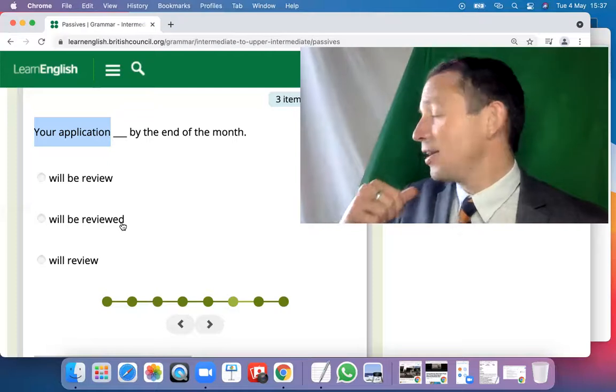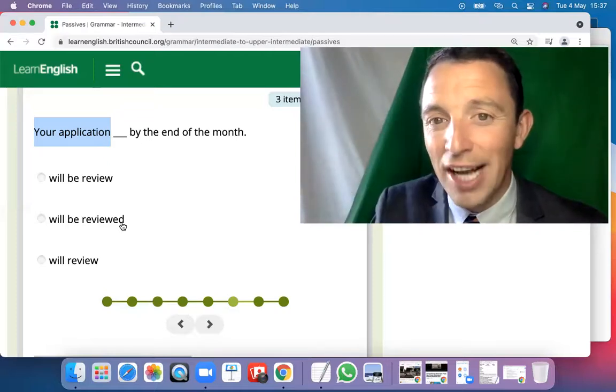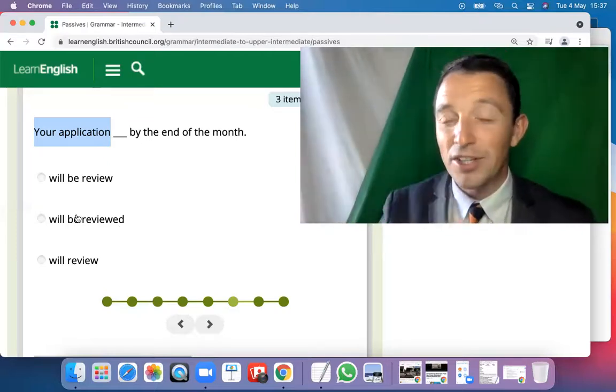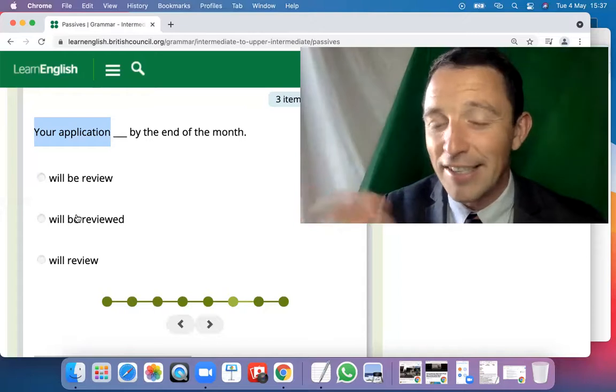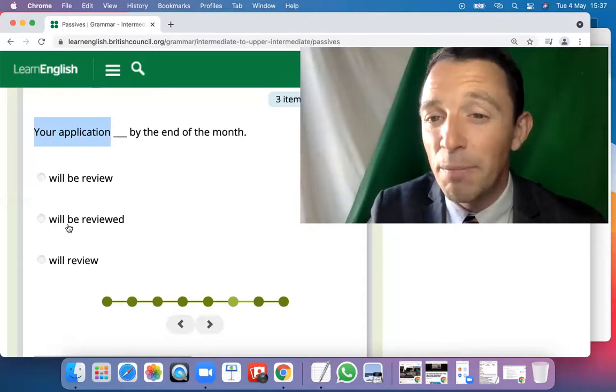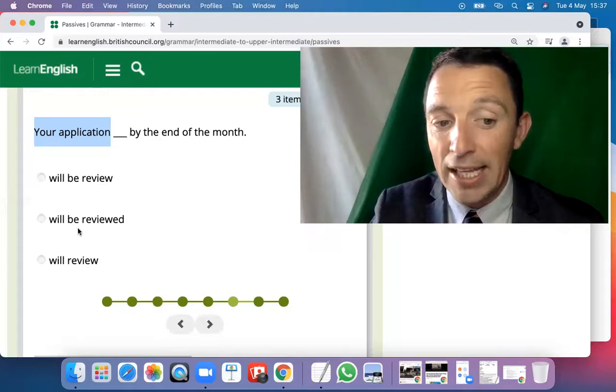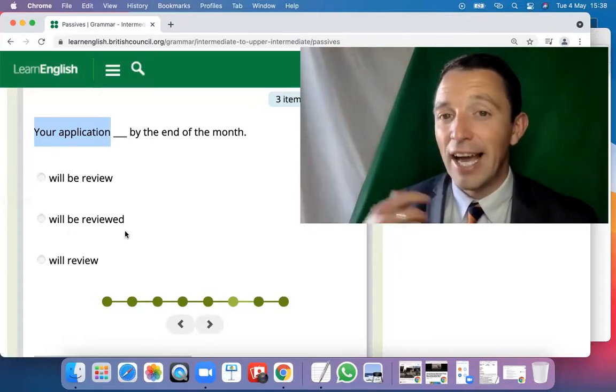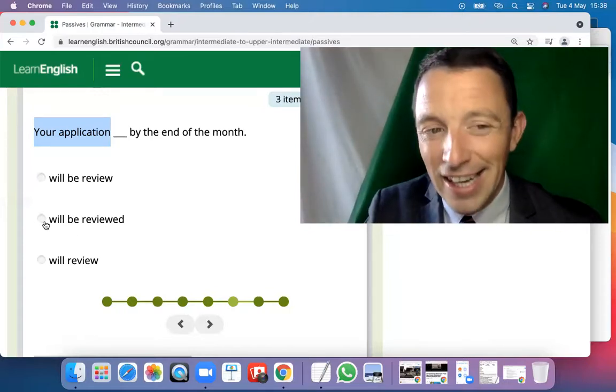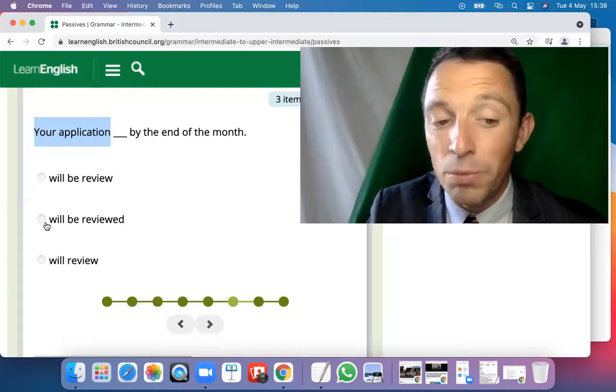And you can see my beautiful construction has collapsed, but we will continue because you can see the most important is the text. So the second possibility is will be reviewed. So this is the extra verb to be and the participle. So this is definitely a candidate. And I think this for sure is maybe the best option at the moment.